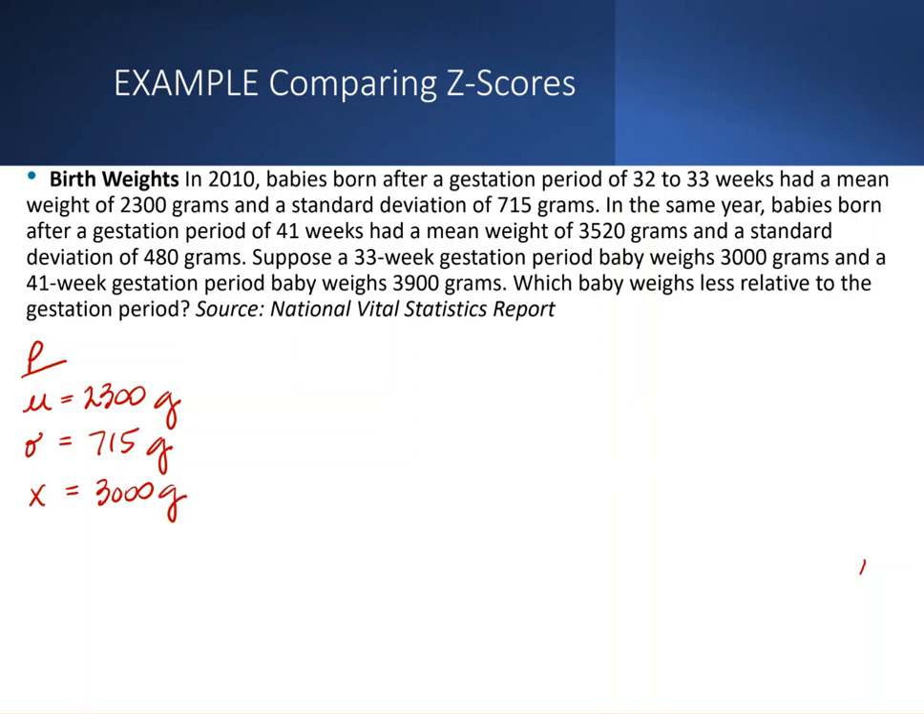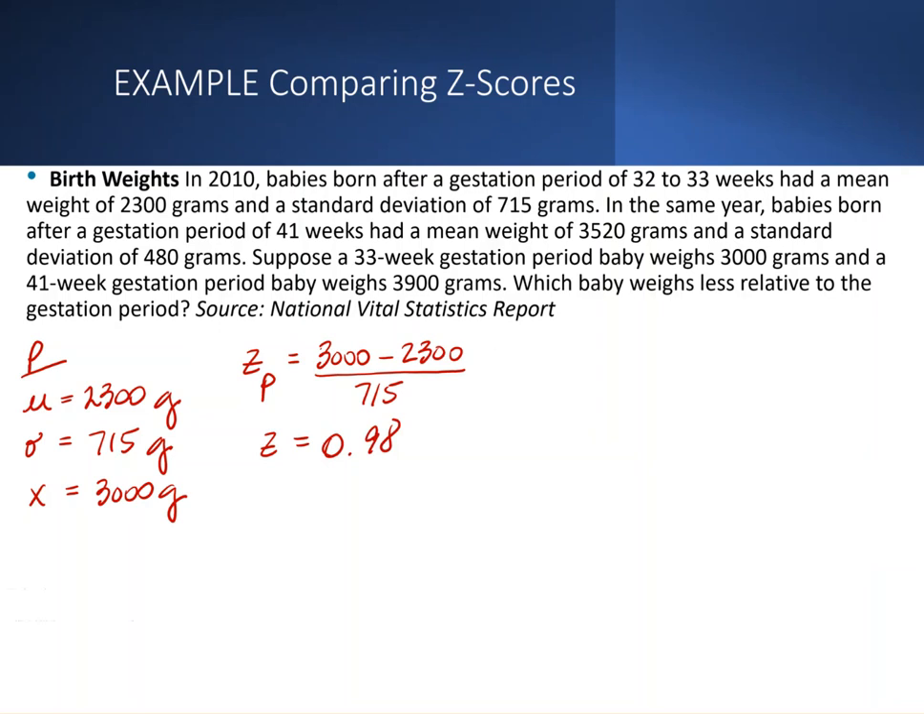We can calculate the z-score for this preemie baby by taking the data point x, which is 3,000, minus the mean for the preemie babies, which is 2,300, and dividing that by 715, which is the standard deviation. When we put this into the calculator just like that, we should end up with a z-score of 0.98. In other words, the preemie baby's weight is almost one standard deviation away from the center.